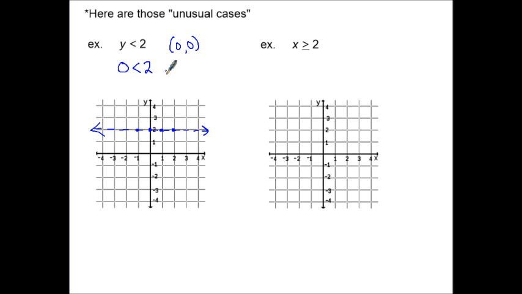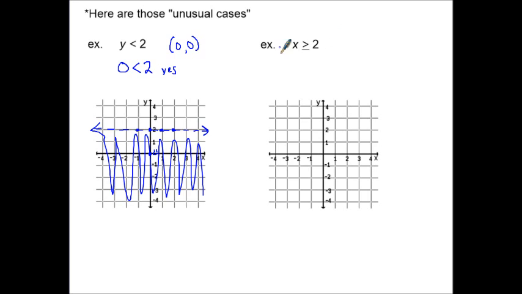Well, it certainly is. So that means that the origin right here is just completely happy because he worked, and what that means is all his buddies on this side of the line, the lower half of the graph, they all work. So there's what this one's solution would look like.